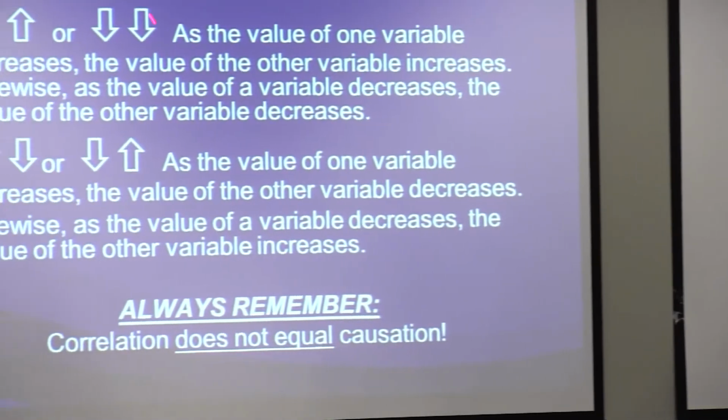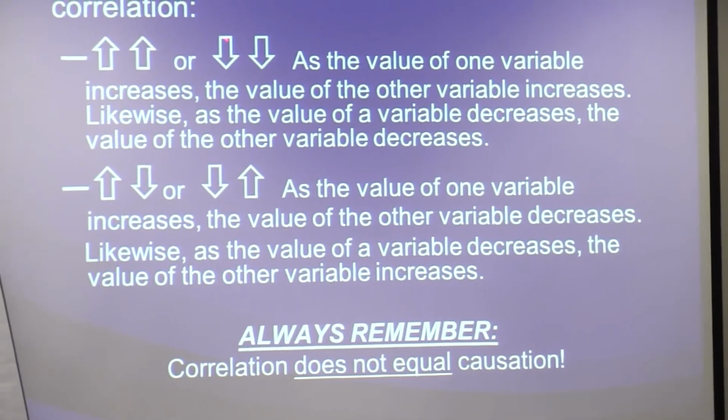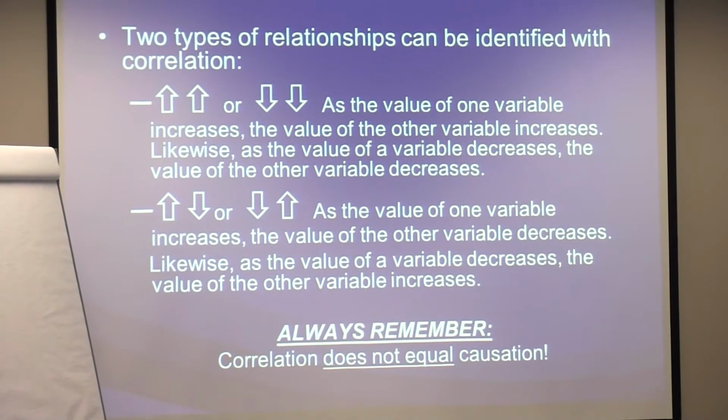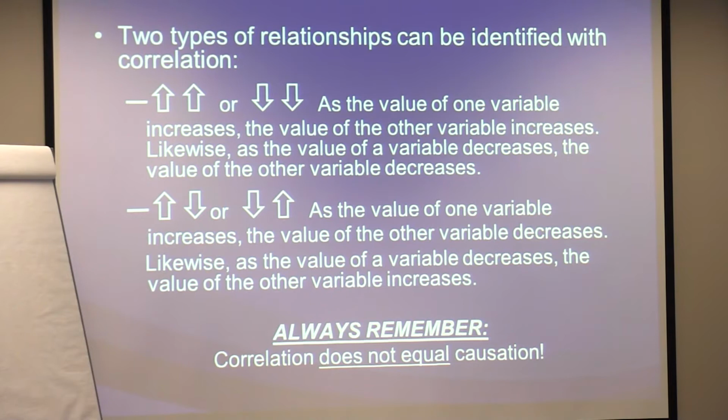This is a demonstration of a positive relationship. As the value of one variable increases, the other one increases, or as it goes down, the other one goes down. They move in the same direction, and that's a positive correlation. If the correlation is negative, then as one variable goes up, the other one goes down. And so those are the two types of relationships that we can identify with correlation.